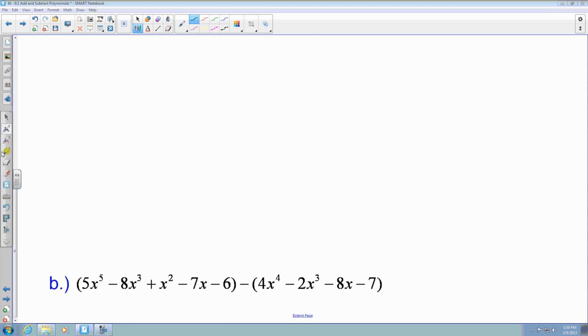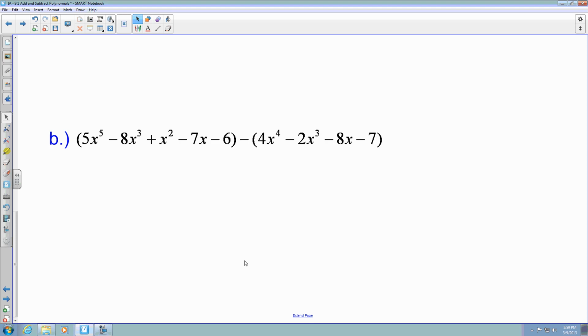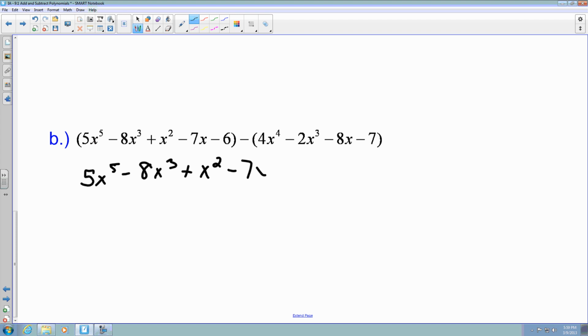So for the last one, again, the first set of parentheses I write as is, so it's 5x to the 5th minus 8x cubed plus x squared minus 7x minus 6. And then because it's subtraction, everything inside those parentheses, the sign gets changed. So it's a positive 4x to the 4th. Now it's a minus 4x to the 4th.